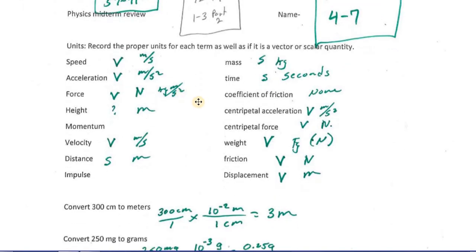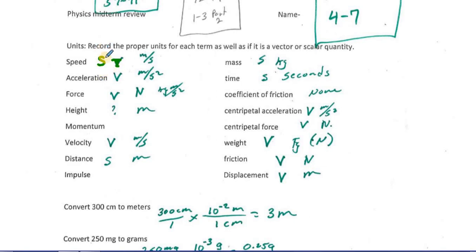So for the first section here, we have a bunch of different quantities, and you're asked to put the proper units as well as record whether it's a vector or scalar. So the quantities that you have heard of before are the ones most likely to be scalars. And actually, I'm just seeing a correction right here. This speed is actually a scalar.